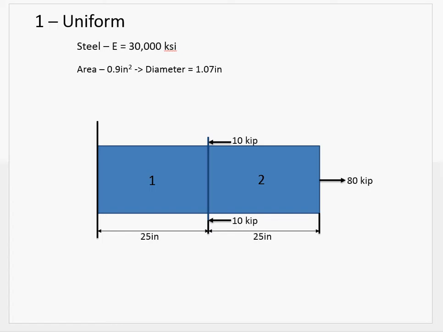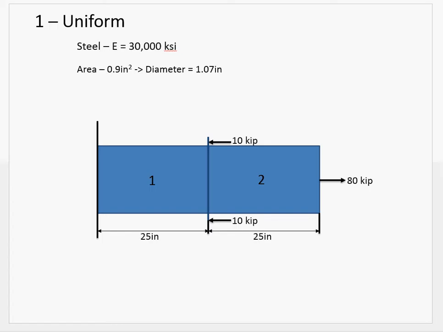Now, in this problem, you are given the area first, and you also know it's a circular shaft. It's a cylindrical shaft, rather, and then you can just back solve from that to get your diameter, which comes out to 1.07 inches. You need to know both the area and the diameter to enter in the program.